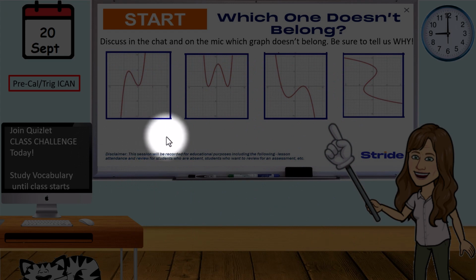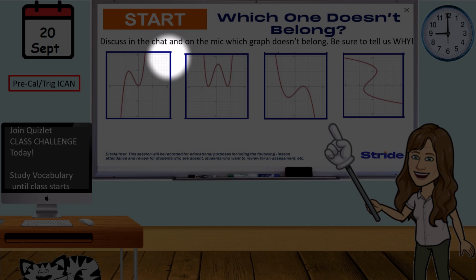So when you're looking at these graphs, I'm looking at end behavior. If I look at the first one, the graph is going down in the third quadrant and up in the first quadrant. This is a type of graph with an odd degree. So if you put your polynomial in standard form, the leading term, the highest power, is going to be odd. And it's going to be positive.